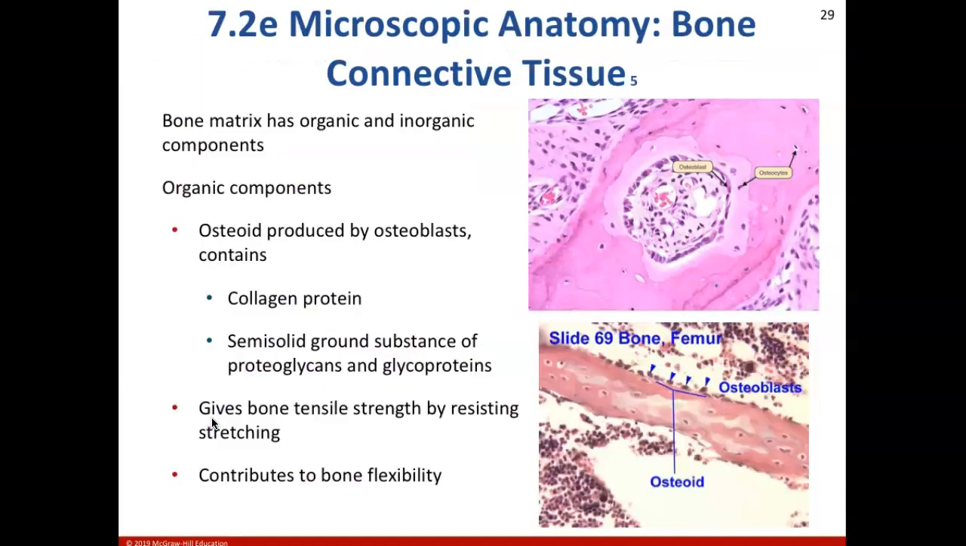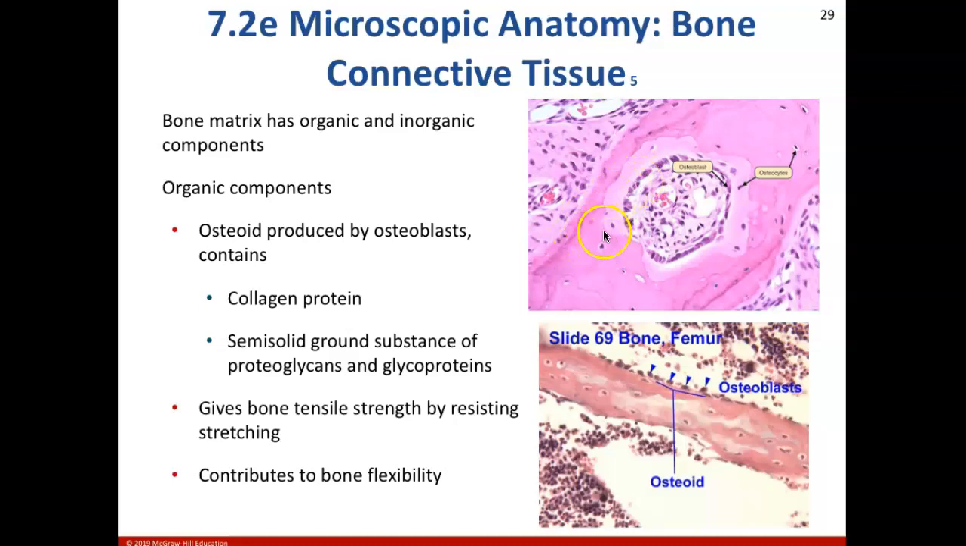Okay, now on to the other component of our bone tissue, which is the bone matrix. And we have organic and inorganic components. So our organic component is that immature bone, that osteoid, that's produced by our osteoblasts. So here you could see is our bone matrix, and then here's a space, right? And along that space, all of these are osteoblasts, building bone and secreting osteoid.